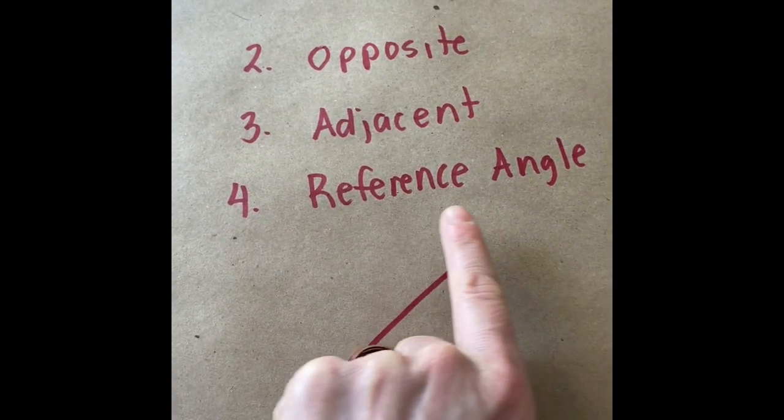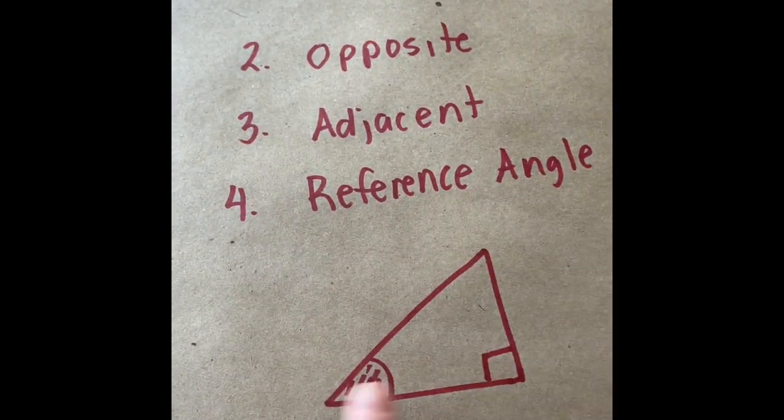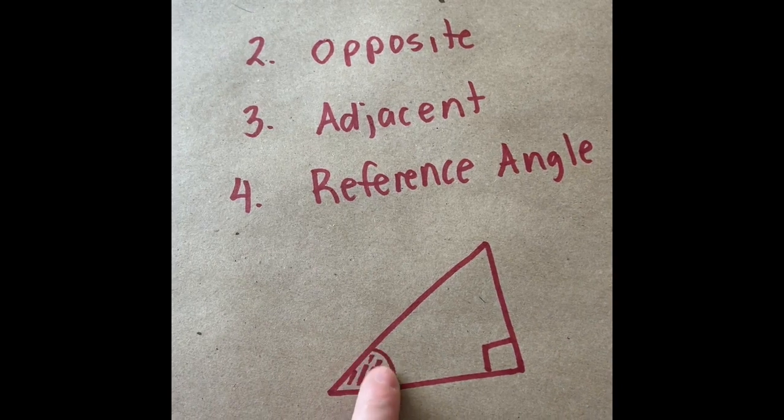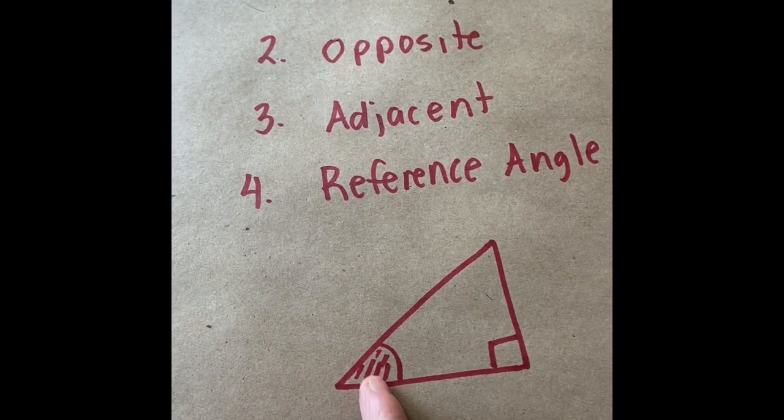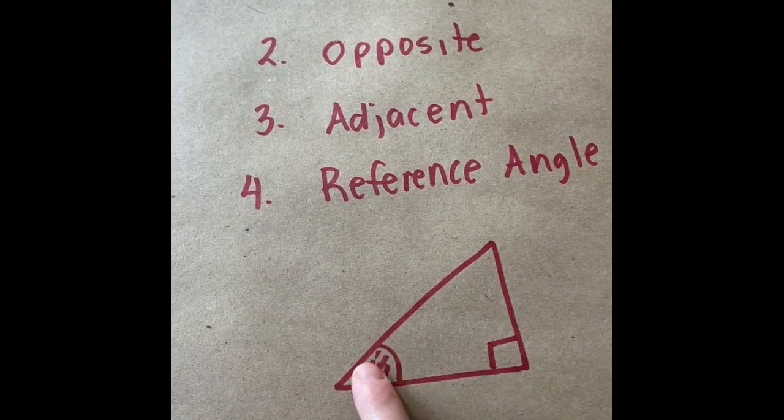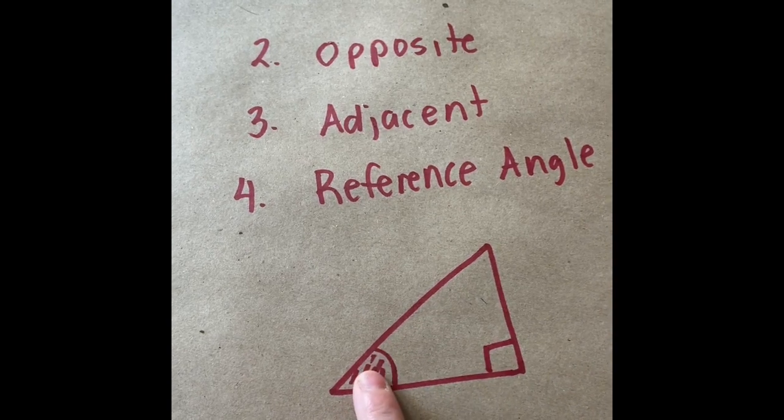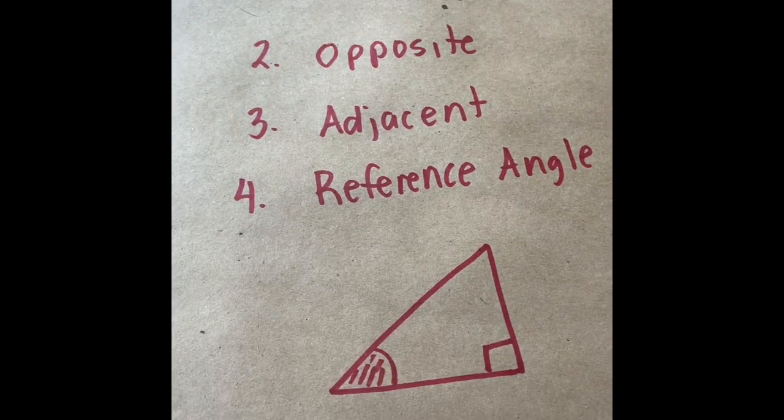So you can tell which angle is the reference angle by looking for this little shaded semicircle, part circle here. This is the reference angle. This is the angle that is important in this particular question.